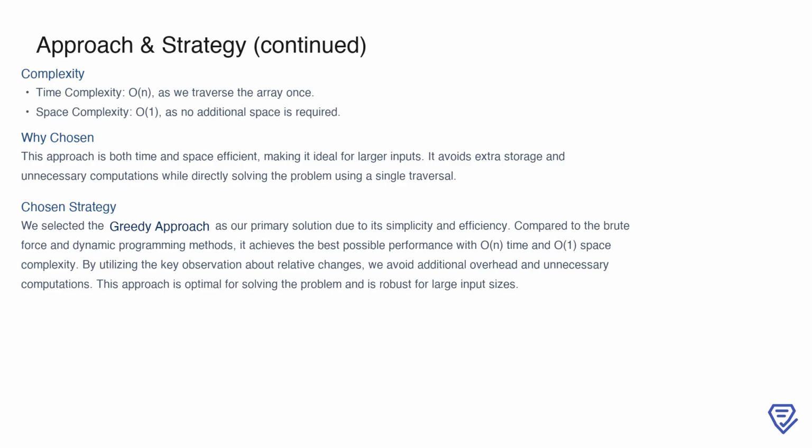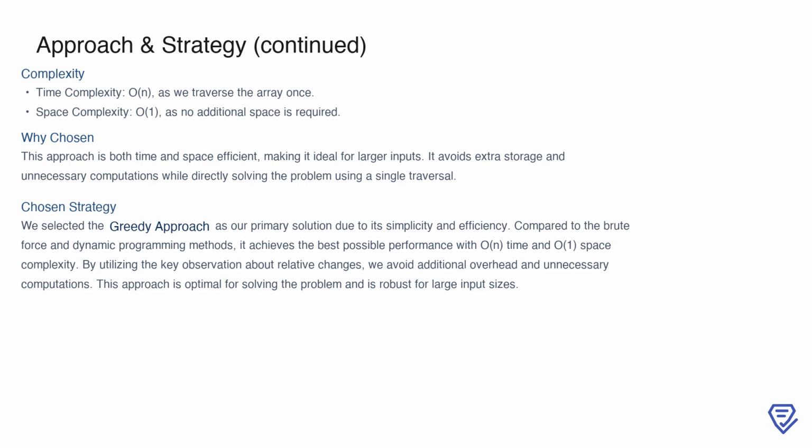The greedy approach stands out due to its efficiency. It achieves a time complexity of n, as we only traverse the array once, and a space complexity of 1, since it uses just two variables. This makes it ideal for handling larger inputs without any additional overhead. By focusing only on the relative changes between consecutive elements, we avoid unnecessary computations and storage, solving the problem directly and efficiently. Because of these advantages, we select the greedy approach as our strategy of choice.